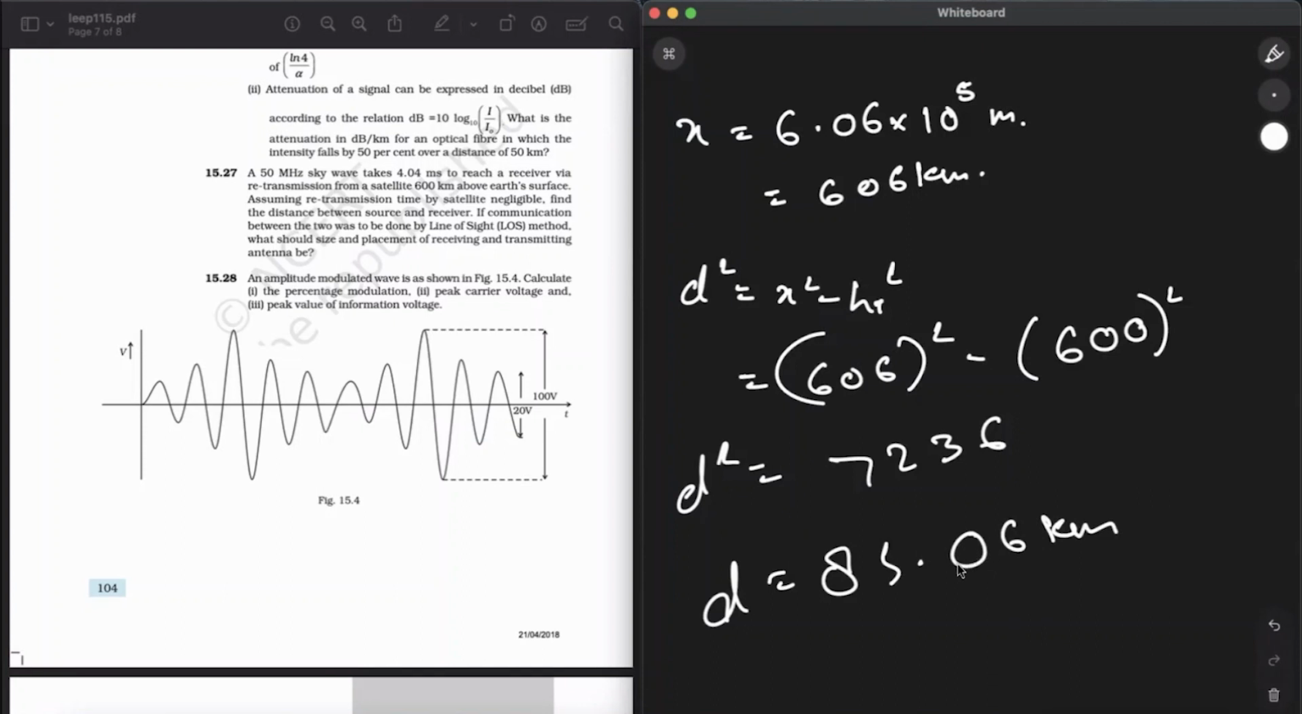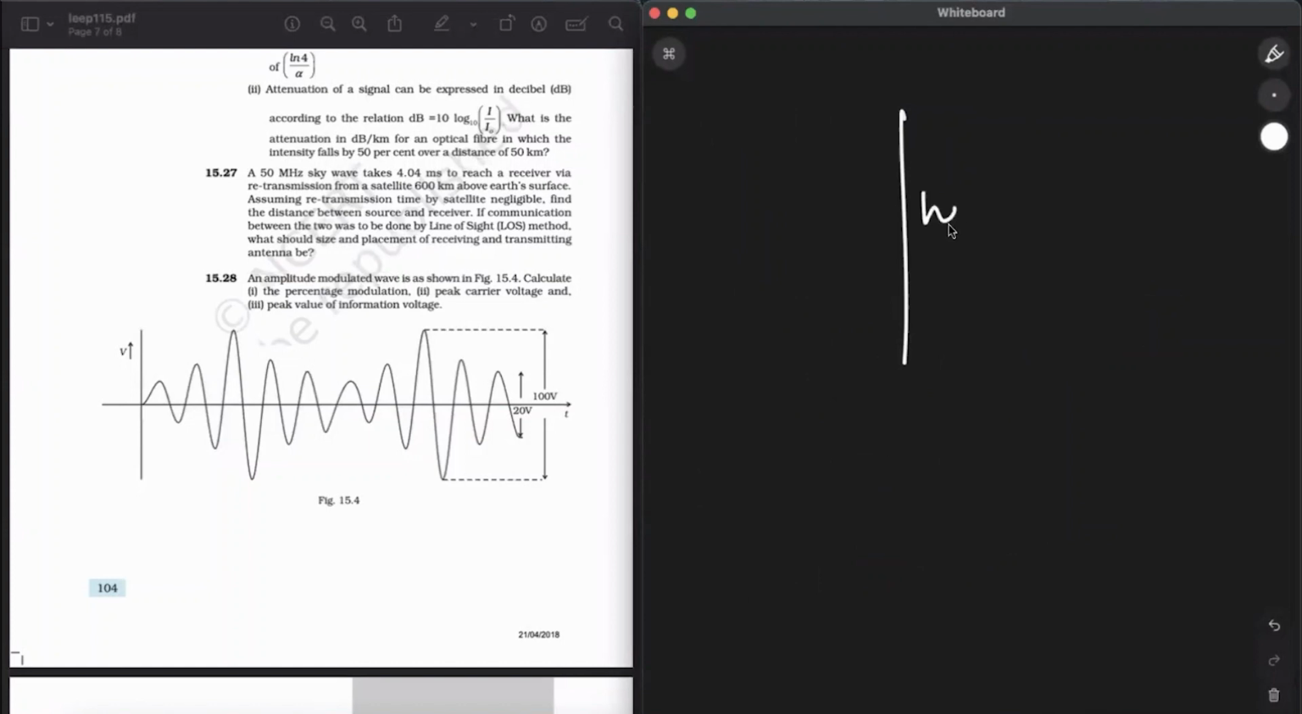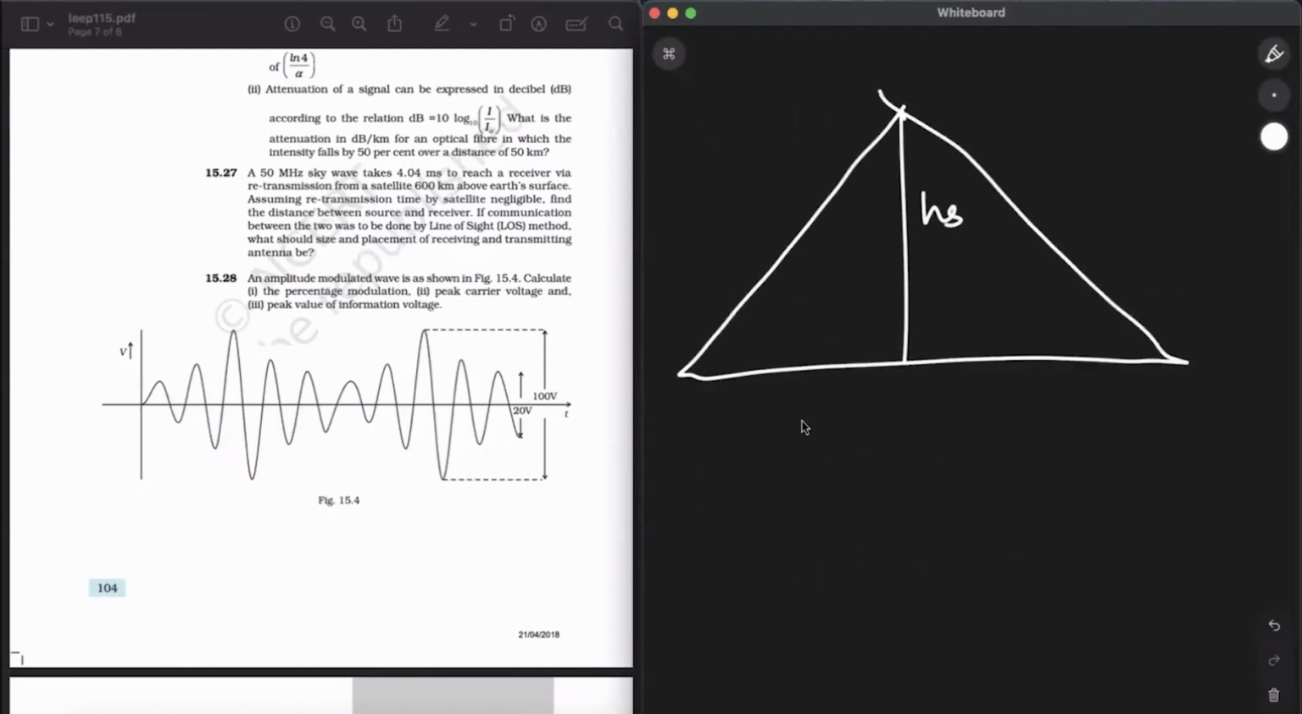Alright. Now the distance between the source and receiver is 2d. You know d now. This is the height of the satellite, HS. This is this much distance d, and this much again distance d. Total distance is 2d. Now 2d I can say is 170 kilometers approximately, since d is 85.06.